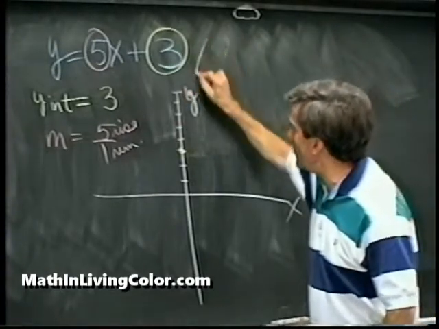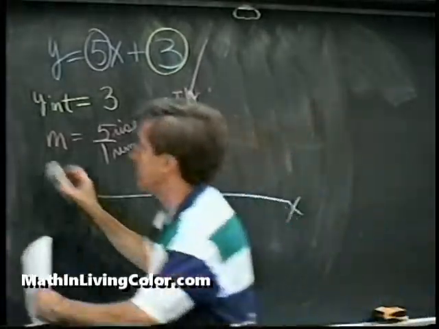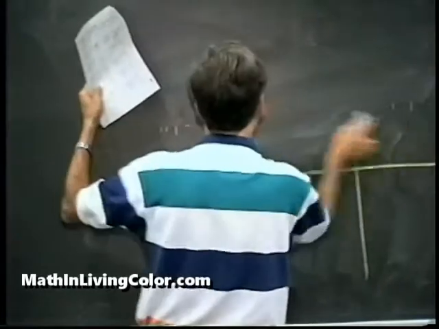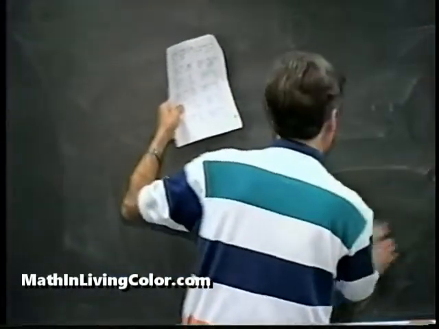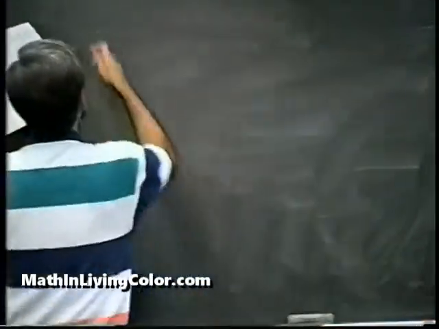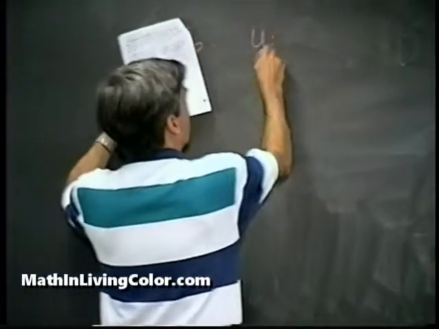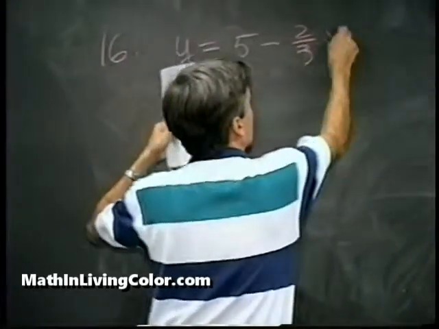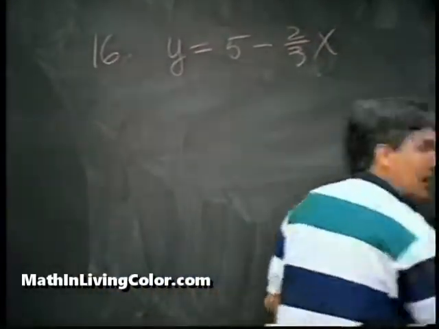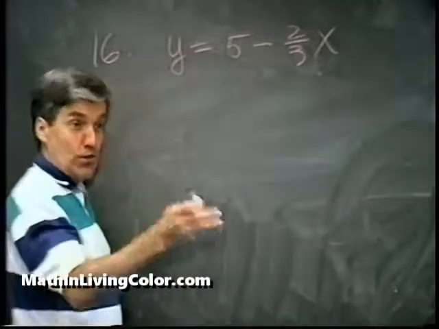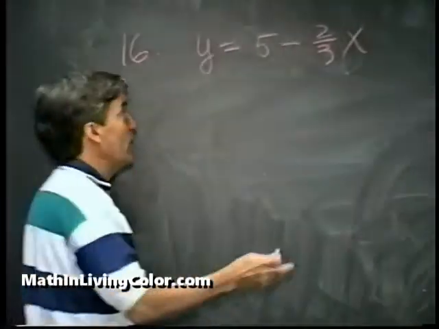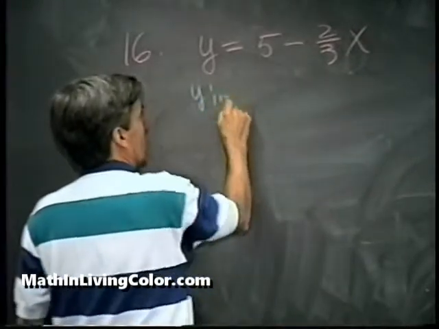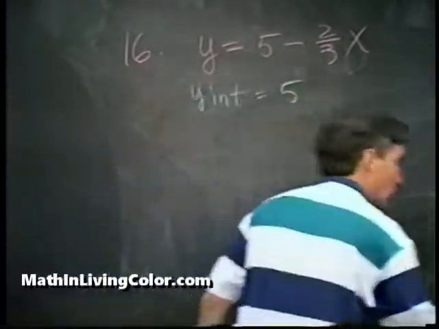I've got one more I want to do in this segment of the taping, and that is a problem where there's a negative slope. I want to do number 16, and then we'll stop for a break and let you do some problems. It's 5 minus 2/3 x. Because I emphasize you can't learn this by watching. You've got to do it. I hope you're doing it with me right now. So what do I need first here? What is the y-intercept? 5. And what is the slope?